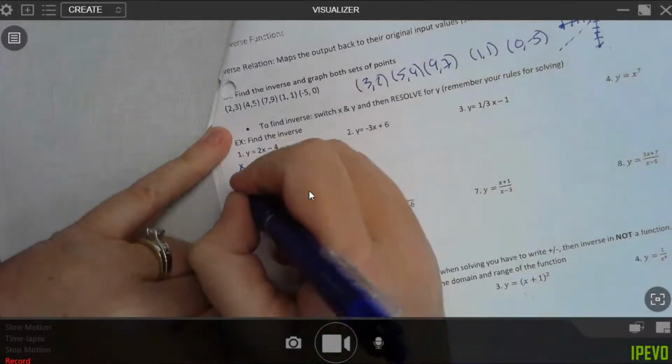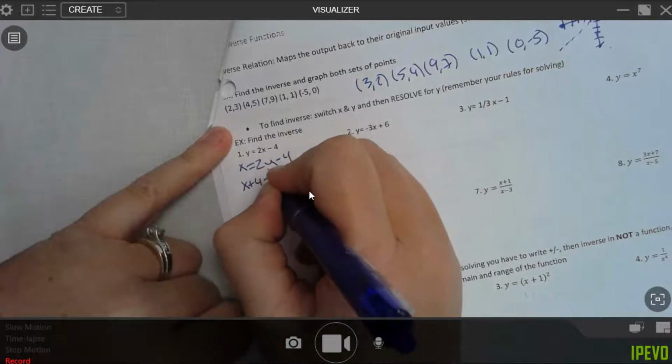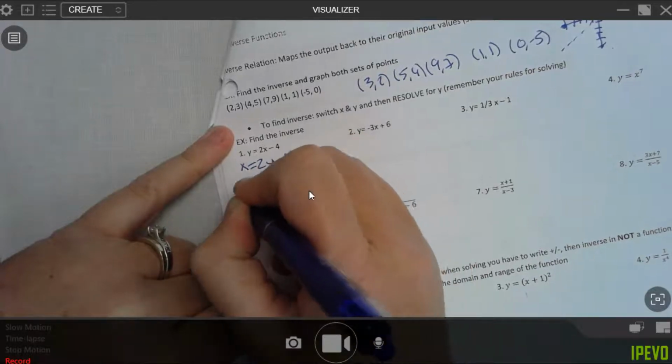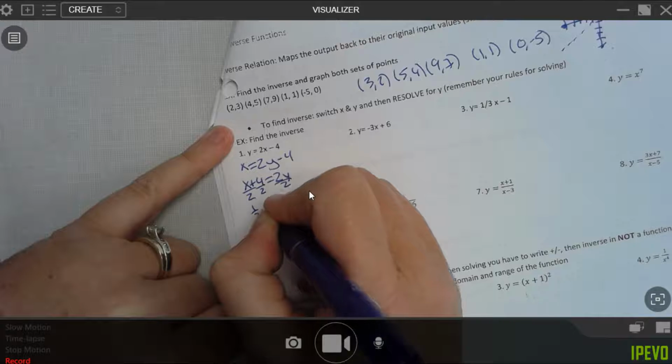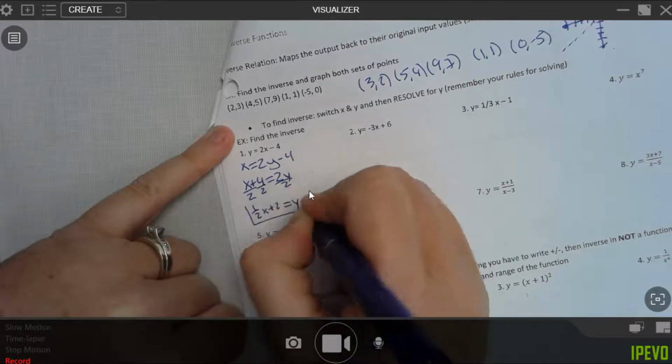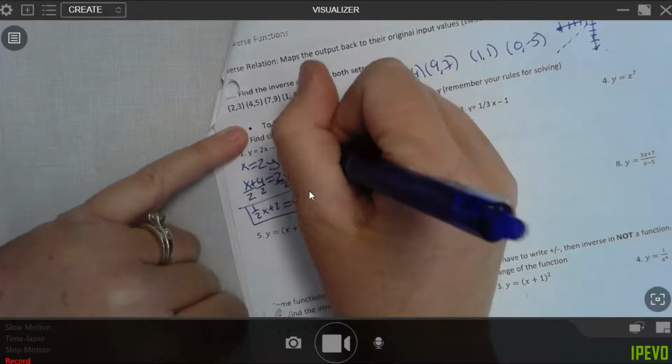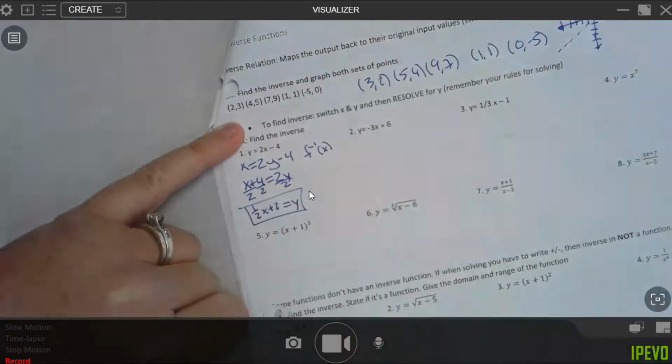So add your 4 over. I'm going to divide everything by a 2. So I get 1/2 x plus 2. And you'll usually see f -1 of x. That means it's the inverse function.